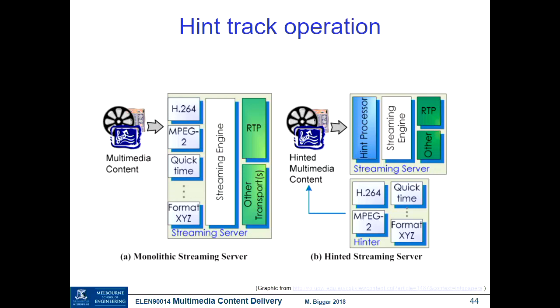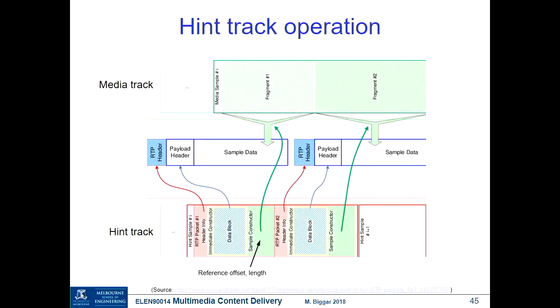With the hint track approach, when you are encoding the data, that's the time that you generate the hint track and you send it along with the media, or make it available with the media itself. And so the streaming server then doesn't have to know about all these formats. All it needs to know is how to process a hint track. And so it becomes independent of the media.